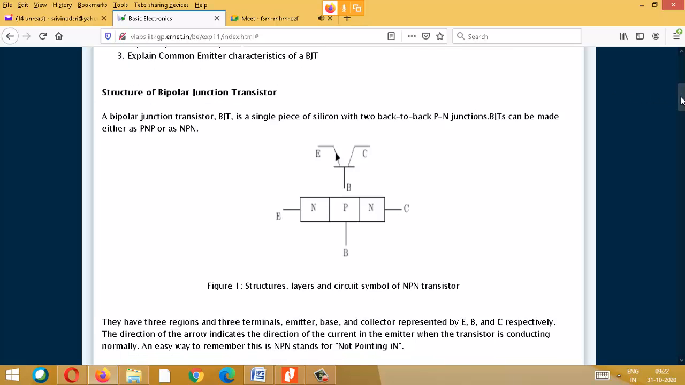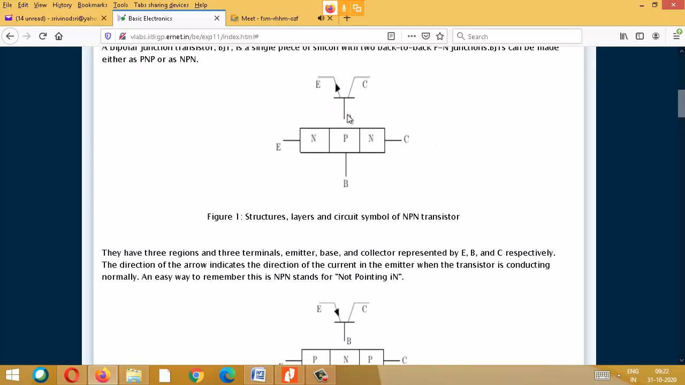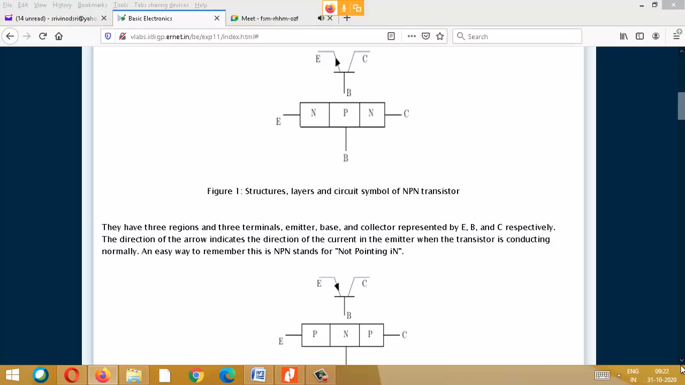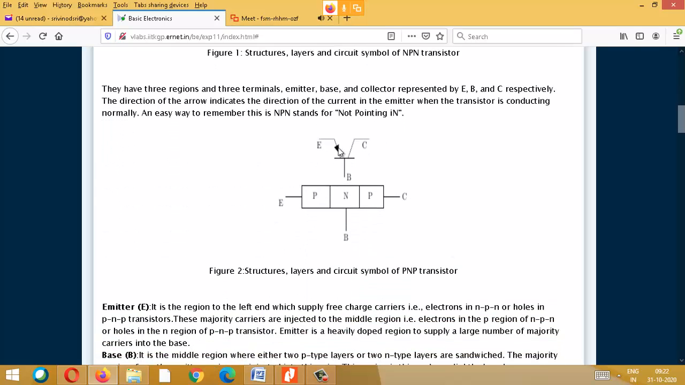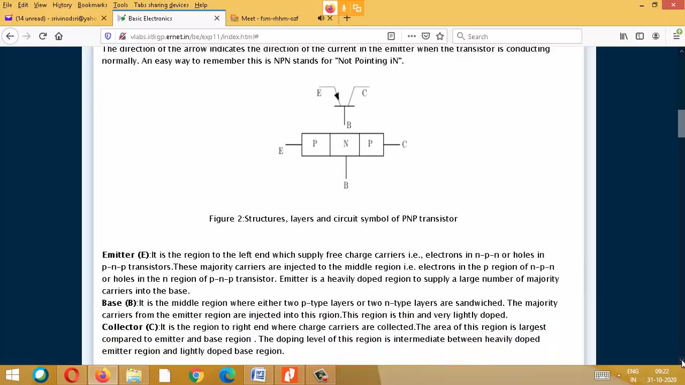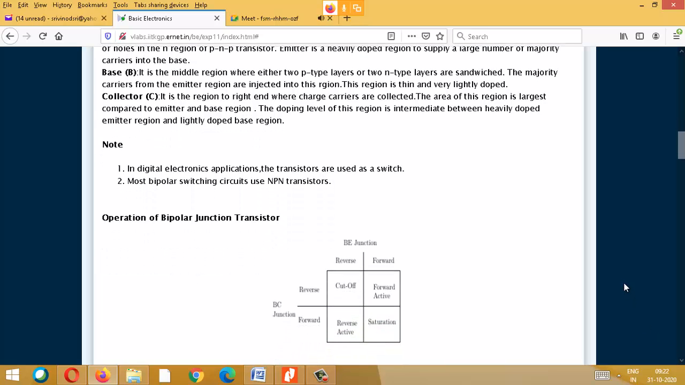Okay, so you can see here, as I told you, this is NPN, with the arrow not pointing inward. So they have put an arrowhead outside. In the next diagram, they have drawn PNP, pointing inwards, so the arrow has to come in the inward direction. Next, there are three terminals, and we know what is the emitter, what is the base and what is the collector.